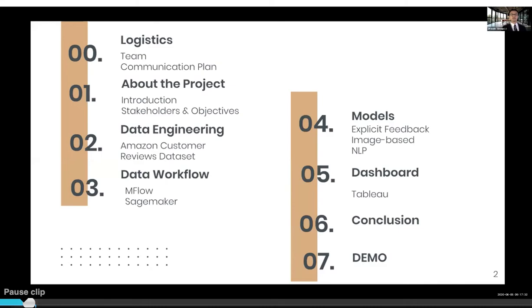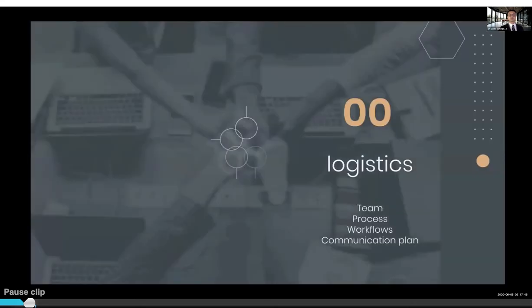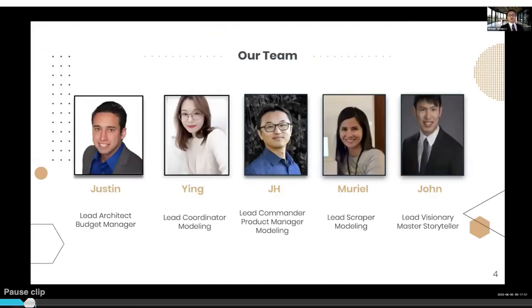So here is our small index. We're going to talk about the logistics, the project, data engineering, workflow, modeling, dashboard, conclusion, and finally we'll show the demo. Logistics. As the professor said, our main purpose is to build good teamwork. I'm very happy to work with our team members.